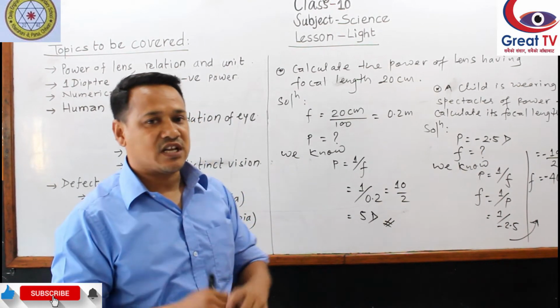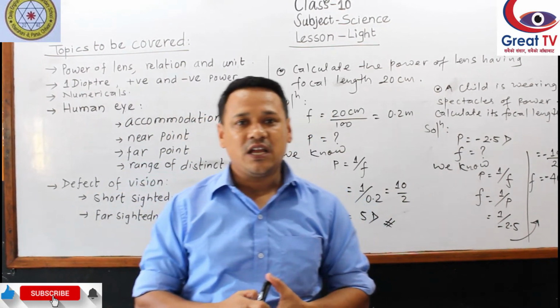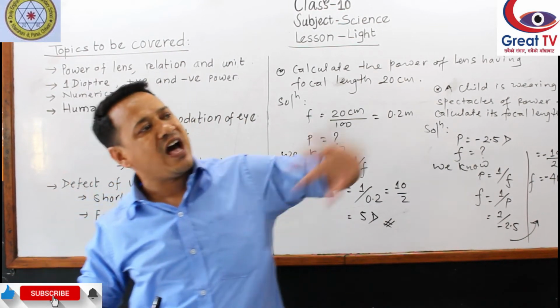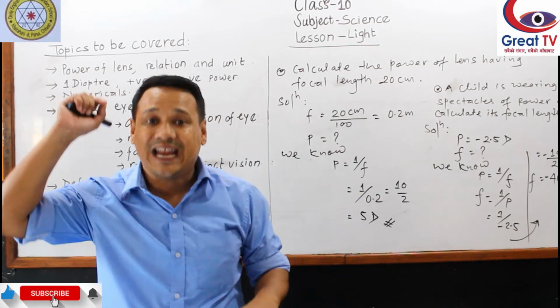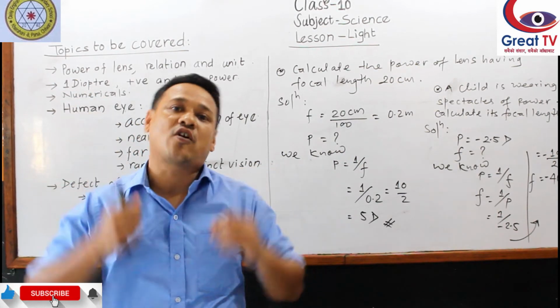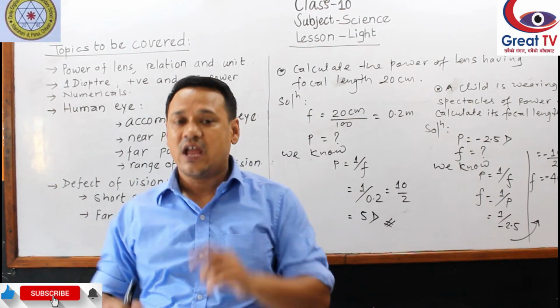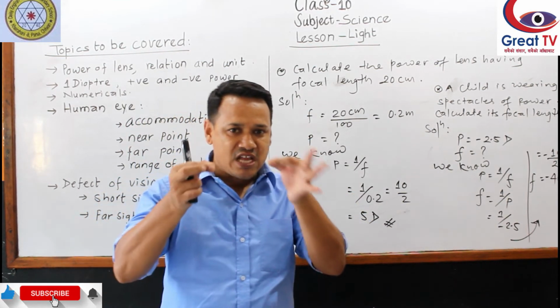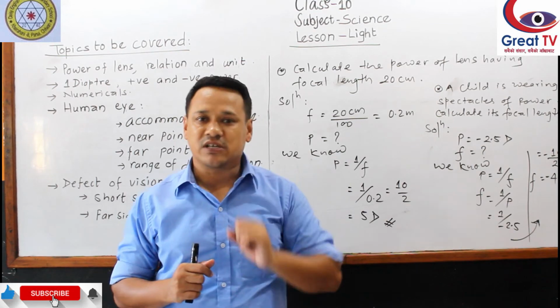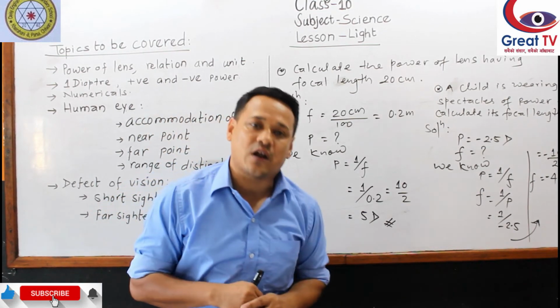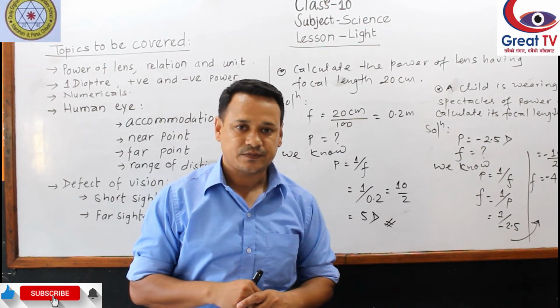So accommodation means ability of the eye, capacity of the eye, to form a clear image of a far or near object at the retina by changing the focal length of the eye lens. This is called accommodation of eye. And already I have discussed, to change the focal length, the ciliary muscle helps at that time. The ciliary muscle helps to change the focal length of the eye lens.